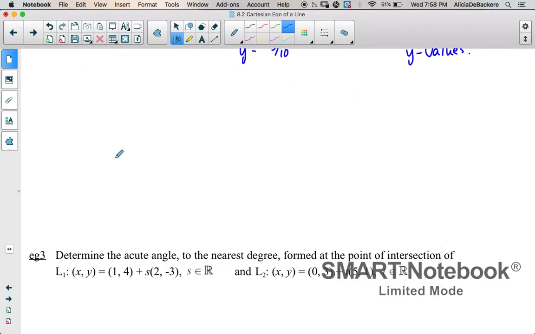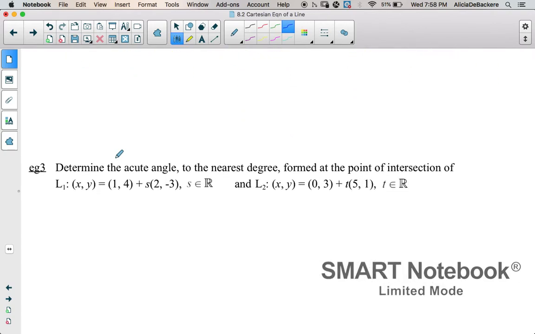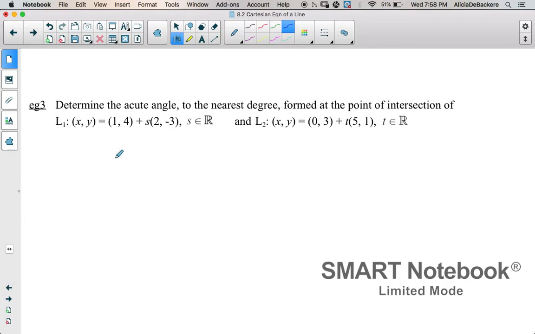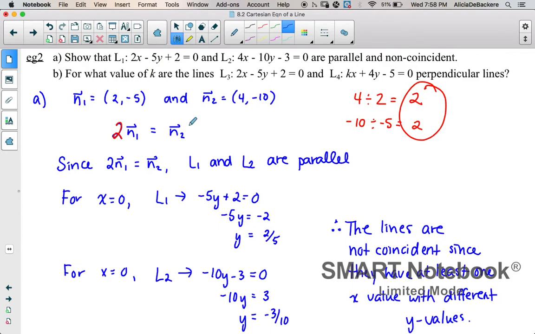All right, we're going to take a look at example 3 here. It says determine the acute angle to the nearest degree formed at the intersection of... oh wait, sorry, there was a part B to that question. For what values of k are the lines L3 and L4 perpendicular lines?